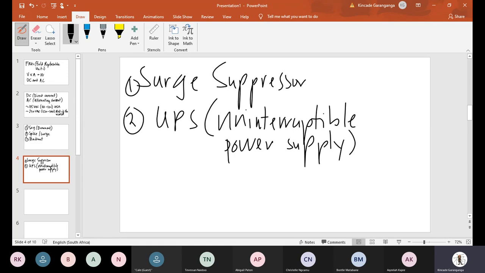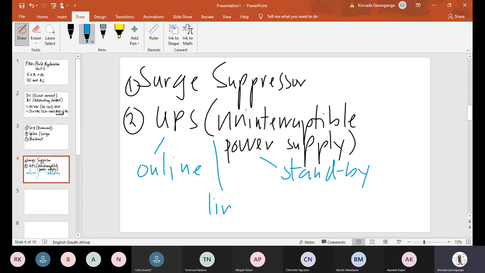Normally, as far as these UPSs are concerned, you've got two main types, or rather three, that you might want to concentrate on. You've got what they call an online UPS, and you also find standby, and then you can also discuss line interactive.